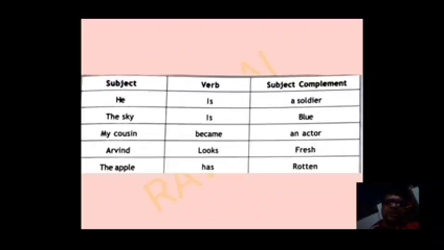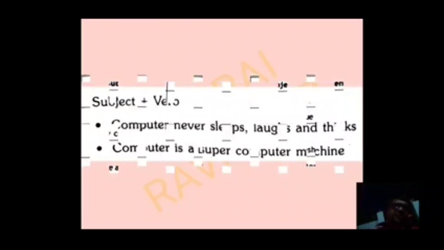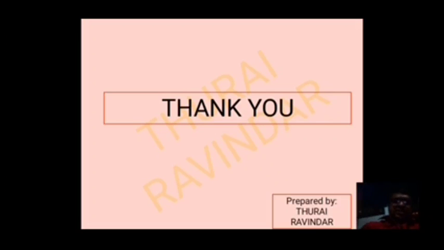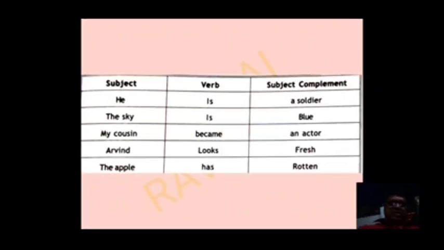My cousin became an actor. Who became an actor? My cousin became an actor. The apple is routine. Right, Chinna. So this is called basic sentence structure. I hope that you understand something, but once again I will try to give you one example for each sentence structure: subject, verb; subject, verb, subject complement. He is a soldier. The sky is blue.